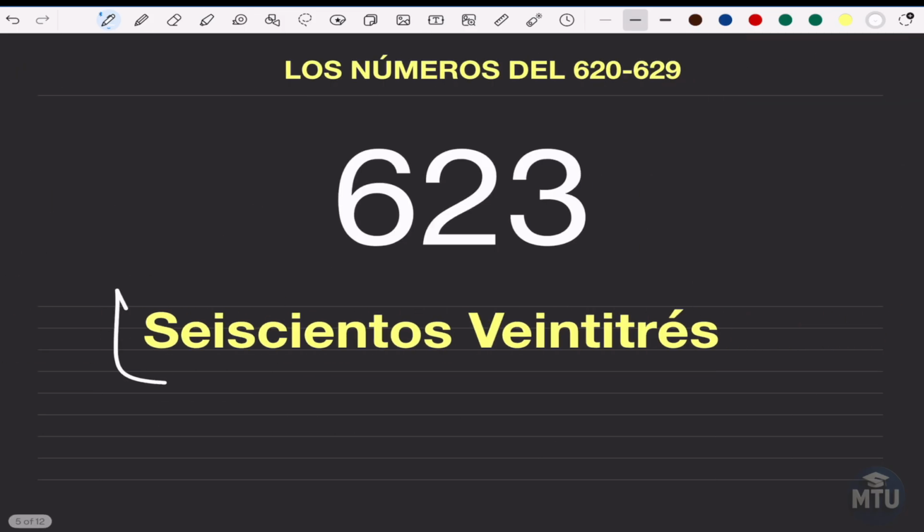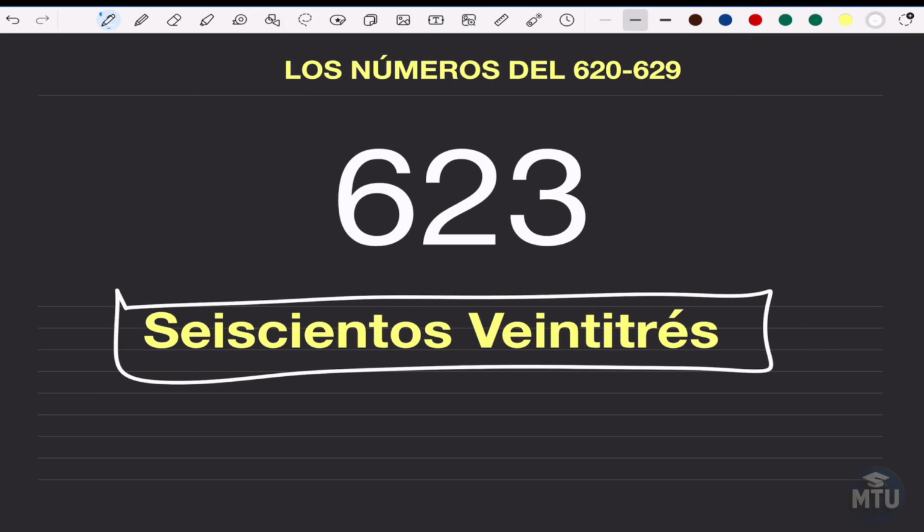The next number is 623. 623 is written like this in Spanish, pronounced Seiscientos. If you haven't noticed, this number also has a cap or a hat or an accent mark on top of the E. It is in the last E of the second word.